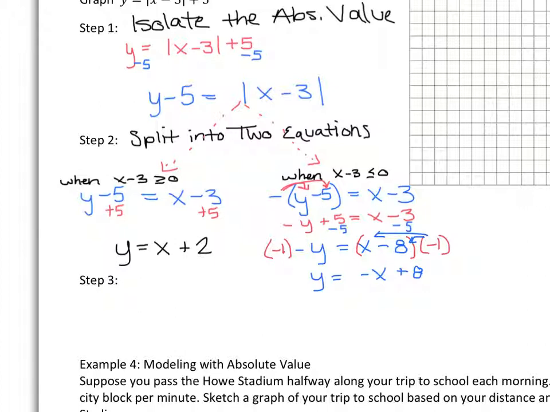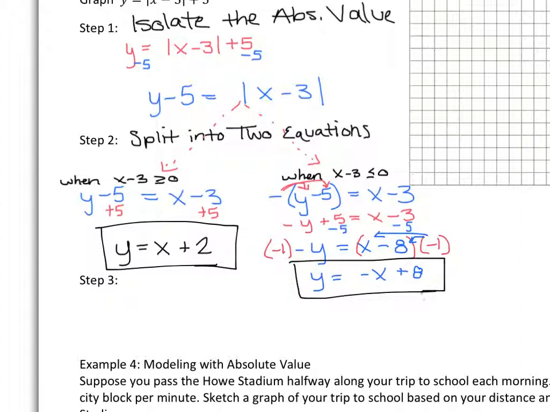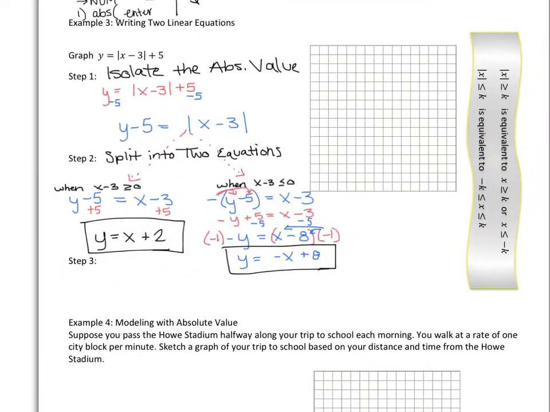Okay, so we have two equations. We have y equals x plus 2 and y equals negative x plus 8. If we graphed both of those, they are both lines, right? We get one line that has positive slope and one that has negative slope. Well, that would make an x. Okay, we don't need an x, right? Absolute value is supposed to be a v. X marks the spot.